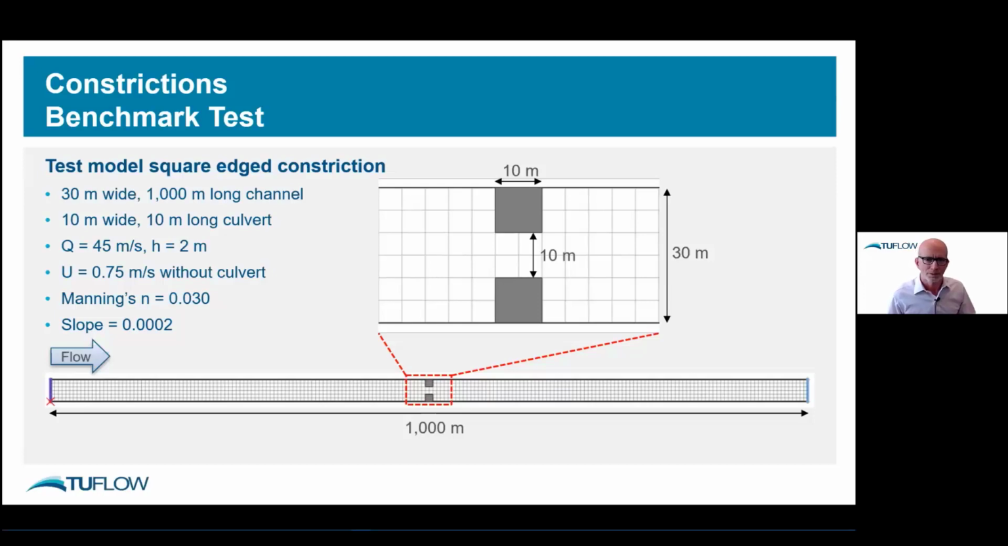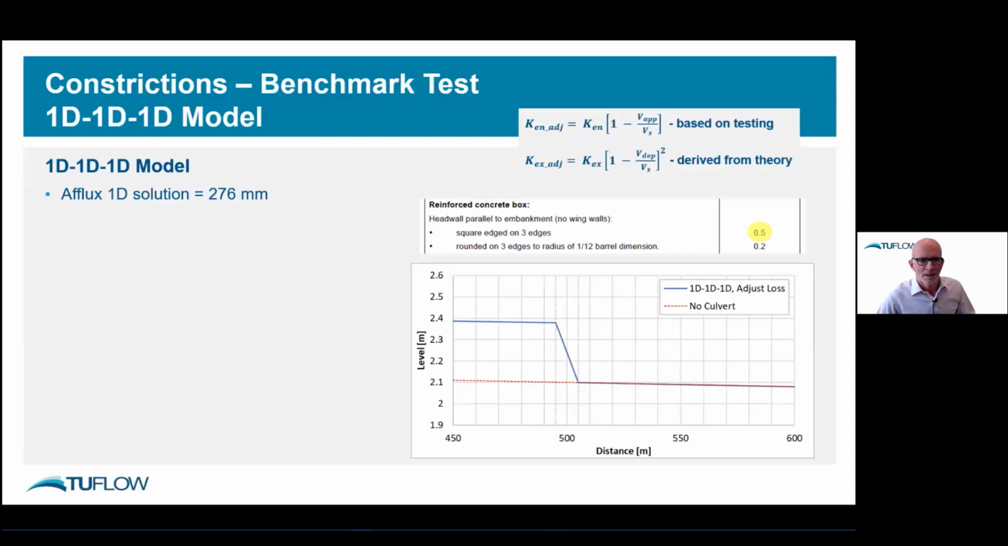So let's first look at a pure 1D model of that arrangement. So there's the model results there. This is the culvert. This is the upstream water level. You can see there's afflux. The red dashed line is without the culvert, without the constriction. So you see there's around about a 0.3 meter afflux there. In fact, the exact number, if you want to pull it out, is 276 millimeters from this little TUFLOW model.